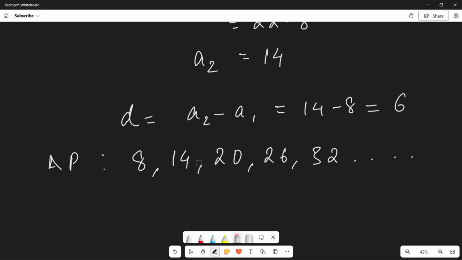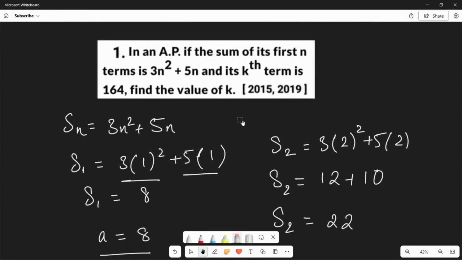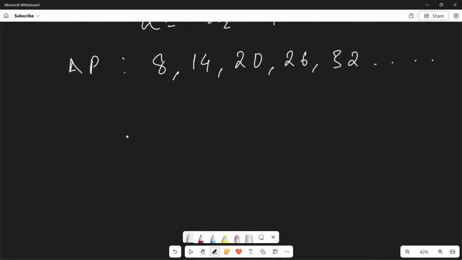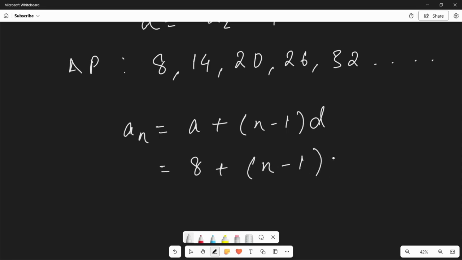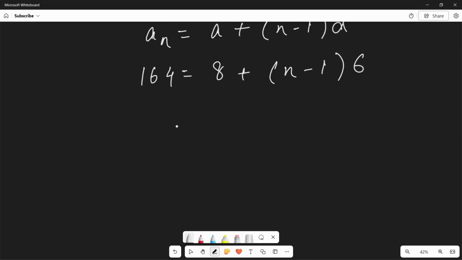Now coming to the other part of the question where we need to find the kth term, that is 164. Now we know the formula of a of n, that is a plus n minus 1 into d. We are aware that a is nothing but 8, d is 6, and a of n is nothing but 164. Now we just need to find the value of n.